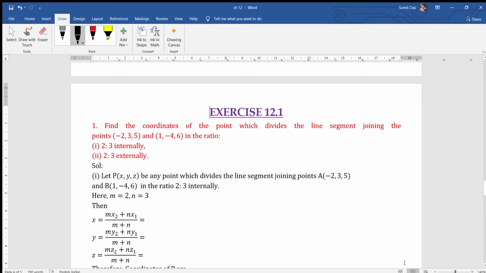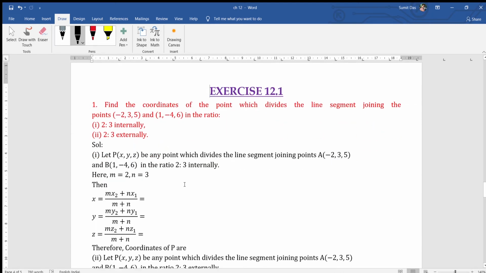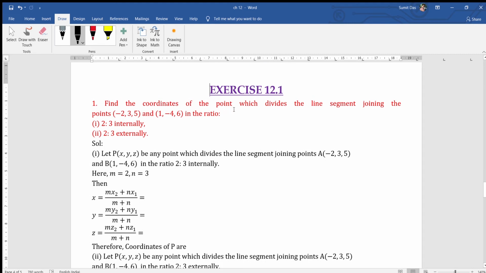Exercise 12.1. The question is saying, find the coordinates of a point which divides the line segment joining these 2 points in the ratio 2:3 internally and 2:3 externally. I hope you can understand, everything is clear. x1, y1, z1 is this, and x2, y2 and z2 is this.